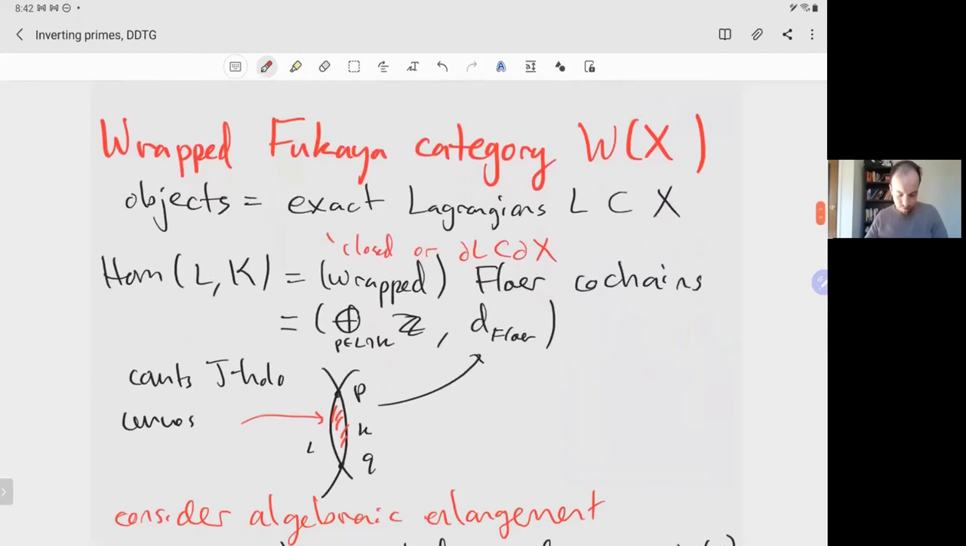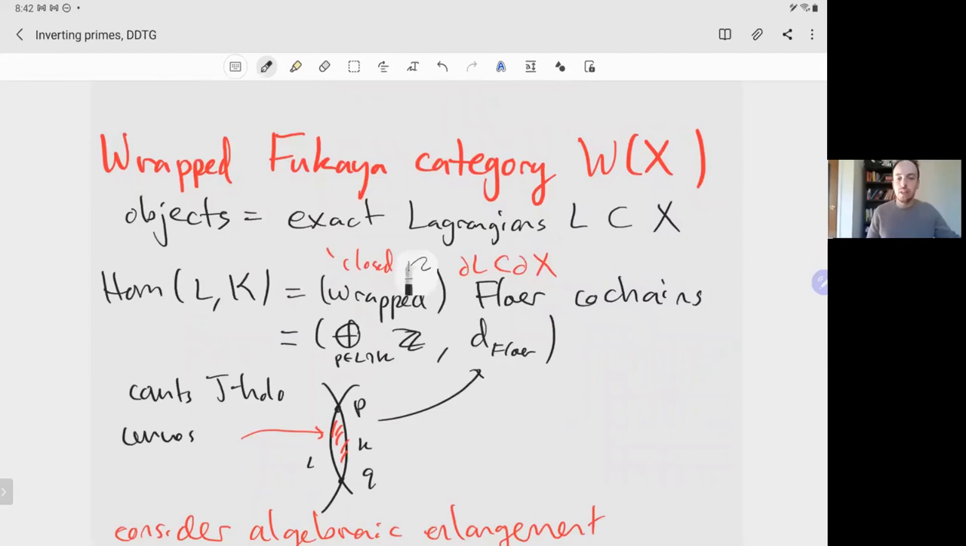And even though it's an algebraic object, it still has a fairly geometric description. So X is a Weinstein domain. In this case, it could be an exact symplectic manifold. The objects are exact Lagrangians. So by an exact Lagrangian, I mean that we have this little form lambda, and lambda restricted to L is exact. So it's exact Lagrangians in X, and the Lagrangians can either be closed or have boundary, but their boundary has to map to the boundary of X if they have boundary. And in fact, near the boundary, the form has to vanish, not just be exact. Okay, so those are the objects.